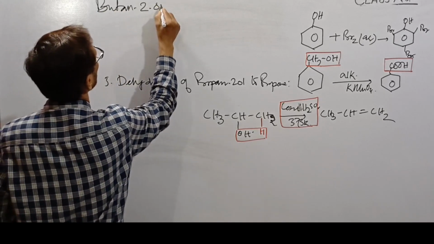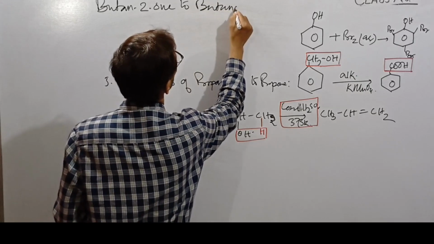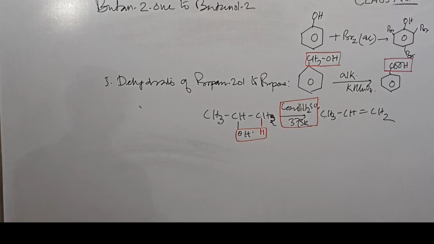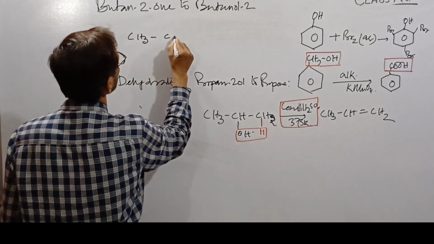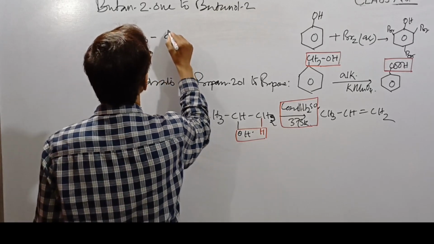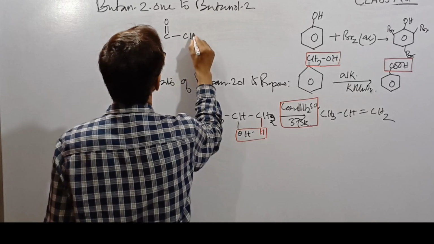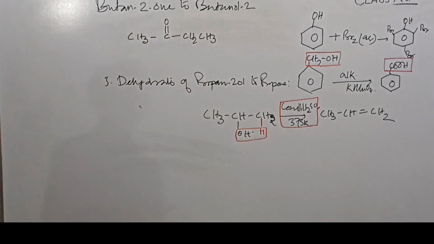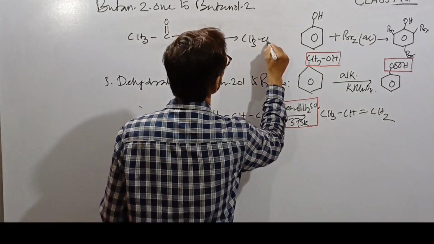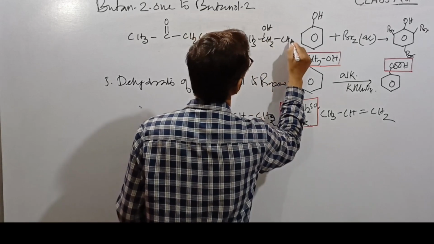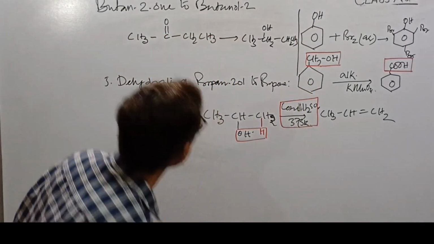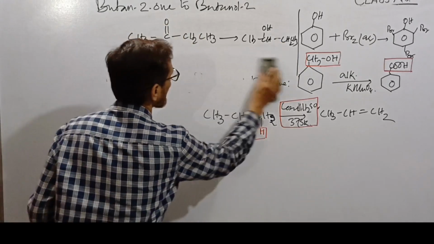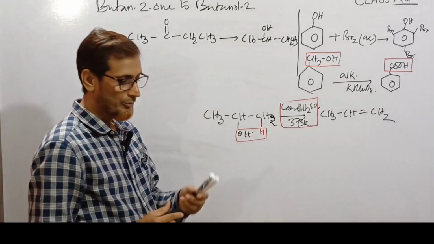Butan-2-one to butan-2-ol. So let us first see what butan-2-one is. CH3 ... butan-2-one to butan-2-ol.